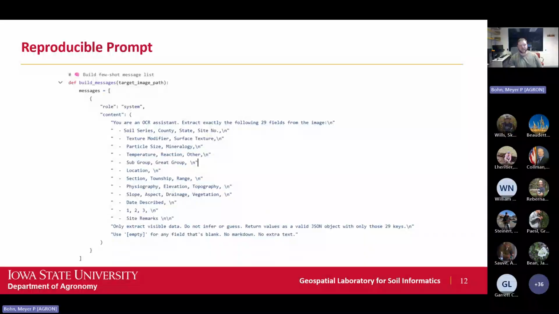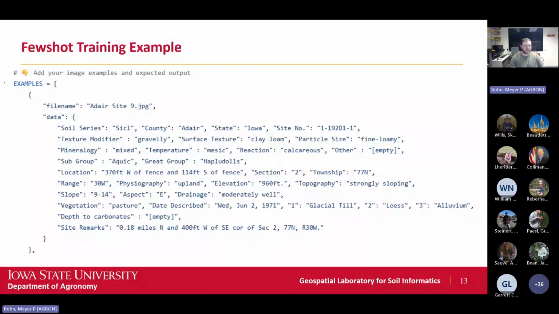Only extract visible data, don't guess. Only return this data in a JSON object. No markdown, no extra text, no flowery language, no nothing. Just the table. And you don't even need to write this. You just need to write how you would be speaking to someone, and the AI can build the code for you. So you don't have to be a master programmer to do something like this either.